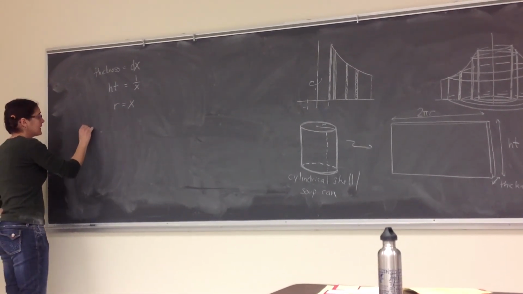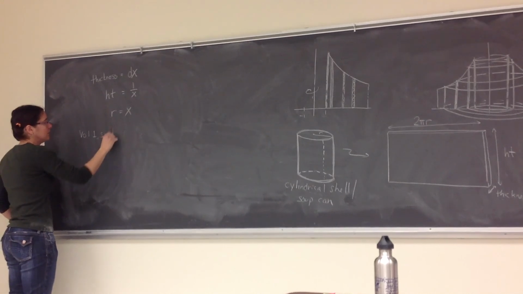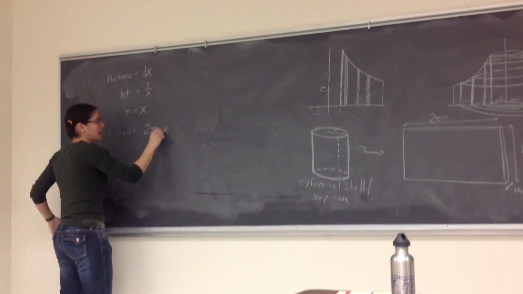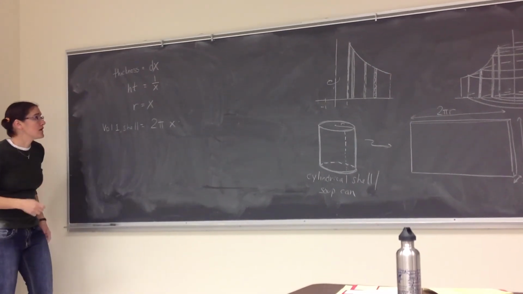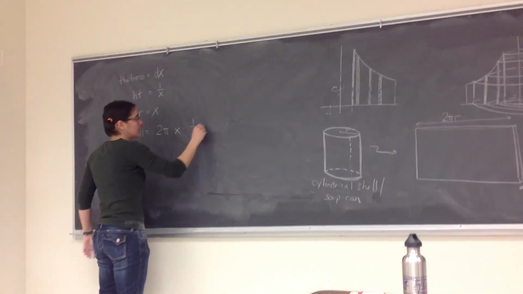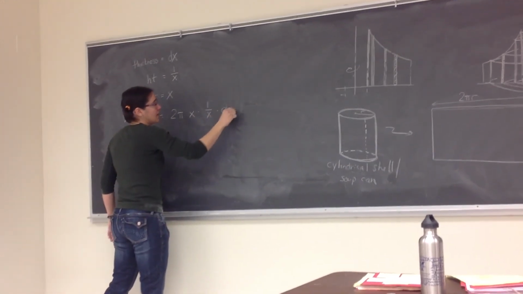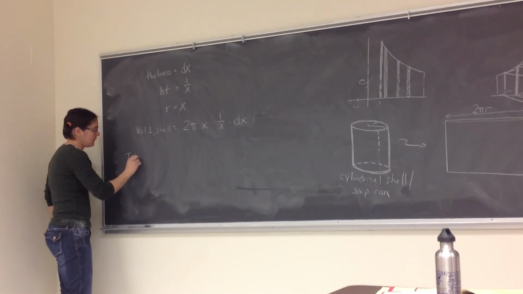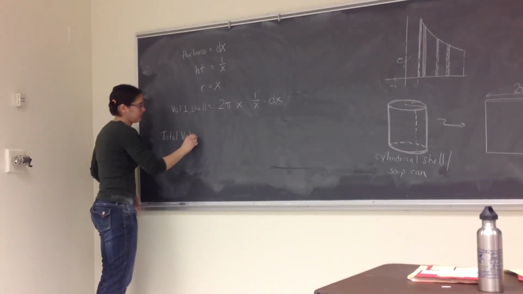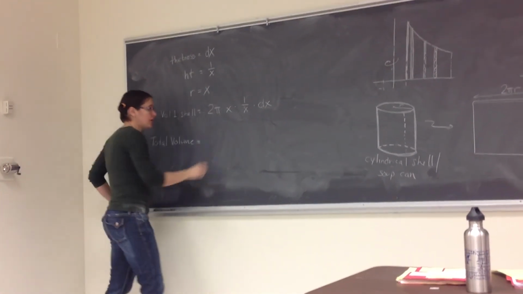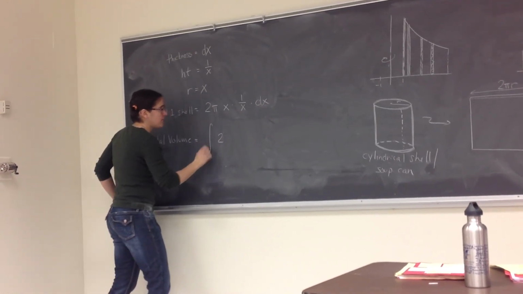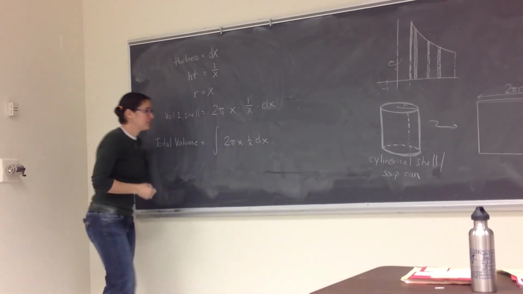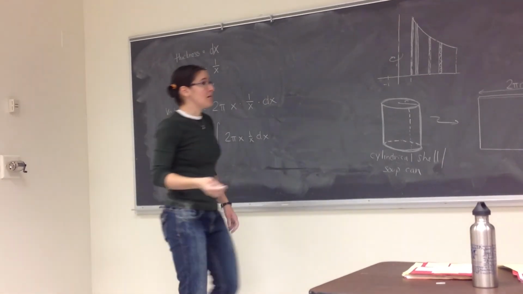Alright, so that tells us that the volume of one shell is going to be 2 pi r, so 2 pi times x, times the height, which is 1 over x, times the thickness, which is dx. And that tells us then that we can set up our total volume. And so our total volume will be adding up all of the 2 pi x times 1 over x dx's. And we're going to add all of those up.